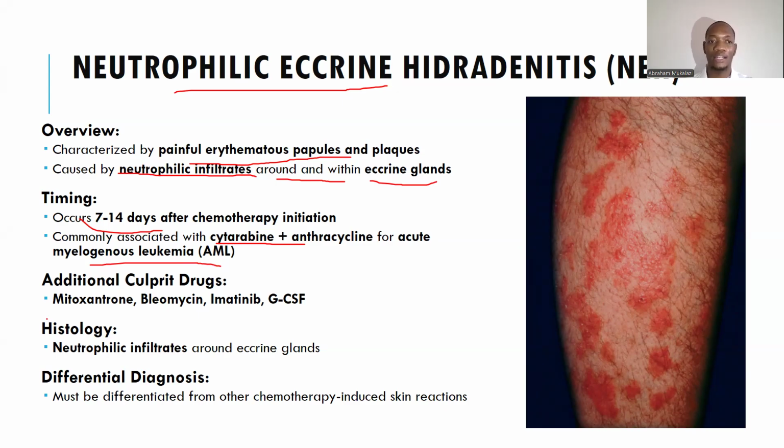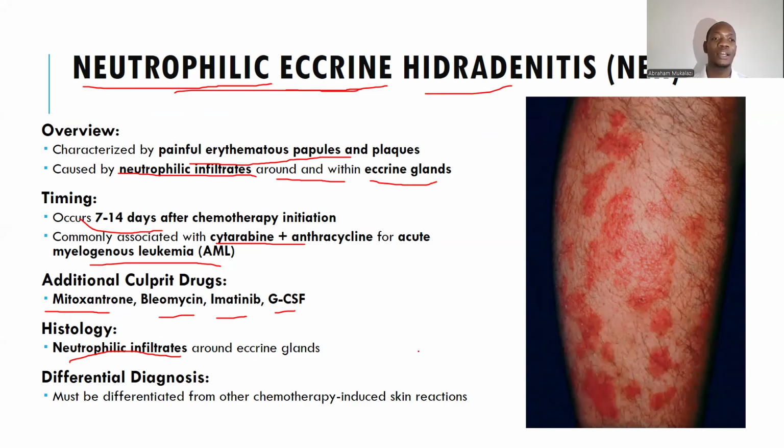Additional drugs that can give you a similar picture include mitoxantrone and bleomycin, imatinib, and then also you can get the same when you give drugs that are granulocyte colony-stimulating factors. In histology, you see neutrophilic infiltrate around the eccrine glands. So still, you remember this, the wording itself gives you that you have neutrophils involving the eccrine glands, causing you the inflammation. So you have the involvement of the eccrine gland.